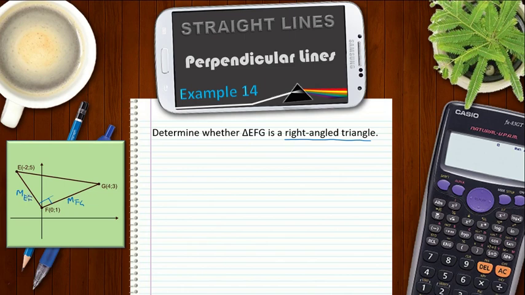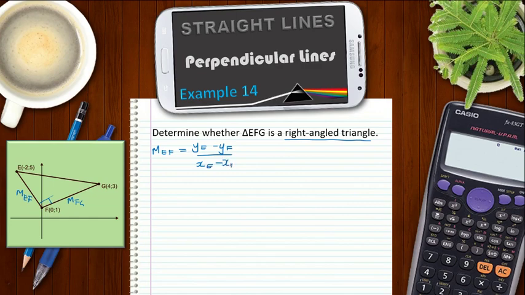And then I can multiply them together, and if they are equal to -1, then these two lines will be perpendicular, and if these two lines are perpendicular, then we have a right angled triangle. So let's start. We've got gradient of EF, and that is change of y, so yE minus yF over xE minus xF.